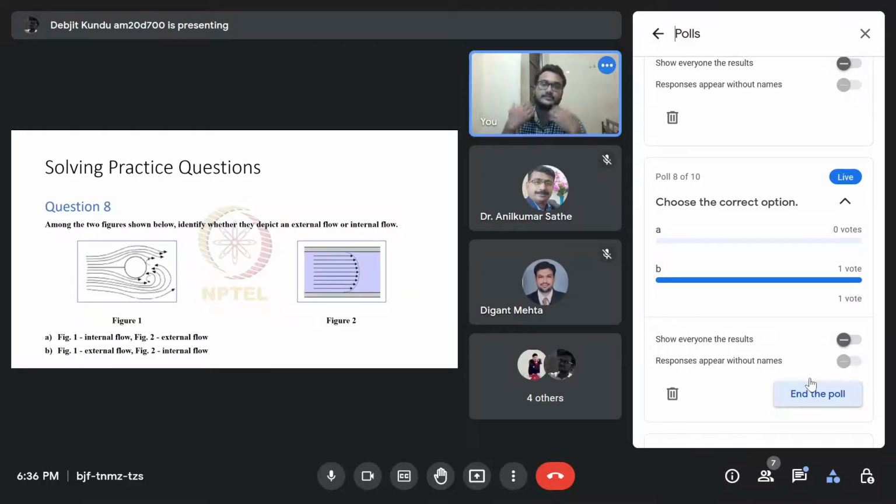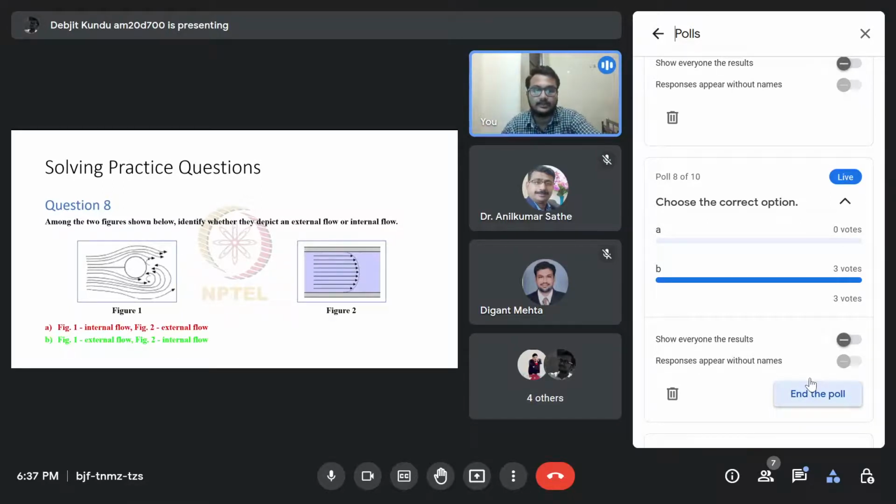As far as details of convective heat transfer are considered, they treat internal flows and external flows differently. We will see this as this course progresses and we dive more into the details of it. But as an initial thing, identification is important, and everyone has responded in favor of option B, and option B is indeed the correct one.